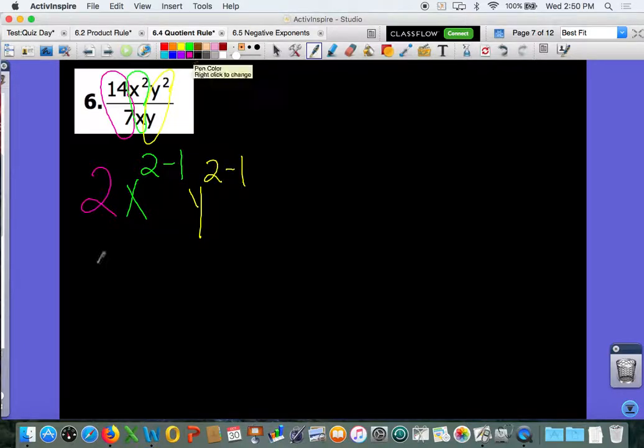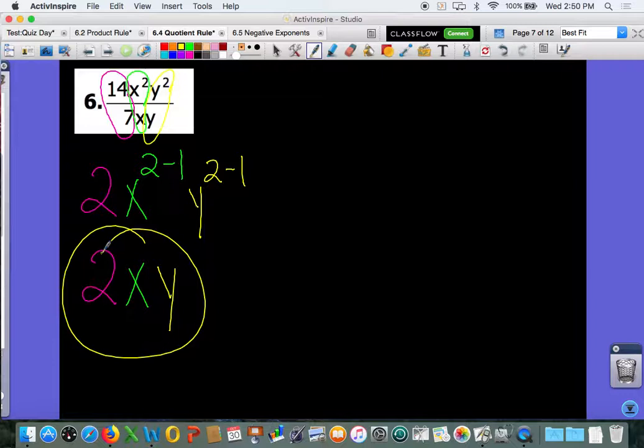So I bring down my 2, go ahead and simplify your x. I don't have to put a 1 there because it's an invisible 1. Same with y. I don't have to list the exponent of 1. I can just leave it. And so this is our answer right here.